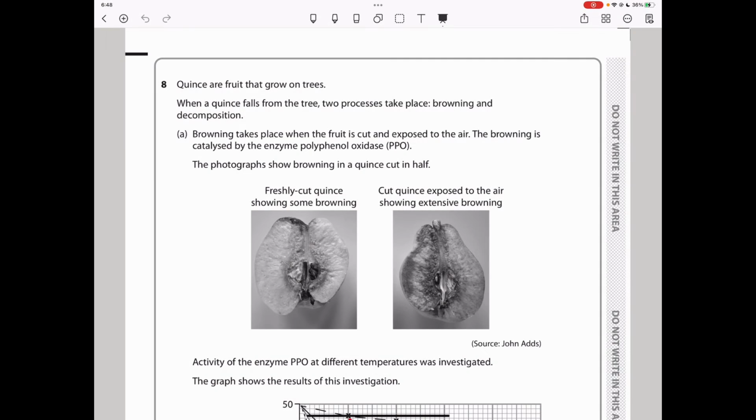Question 8, quinces are fruits that grow on trees. When a quince falls from the tree, 2 processes take place: browning and decomposition. Browning takes place when the fruit is cut and exposed to the air. Browning is catalyzed by the enzyme polyphenol oxidase, or you can call it PPO. The photograph shows browning in a quince cut in half.